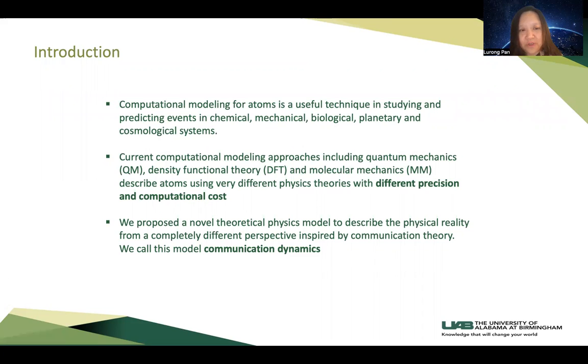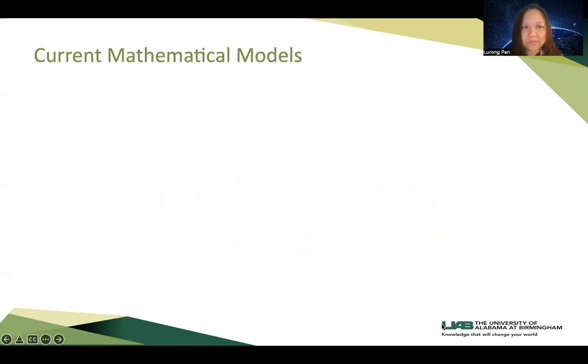And then I will introduce a little background from the mathematics and physics theories that are used for different precision and scales of how we model atoms and their systems of collection, and their differences in precision and computational cost. And in the end, I will introduce the theoretical framework of the completely novel theoretical physics model that we used, inspired by communication theory, and we call this communication dynamics.